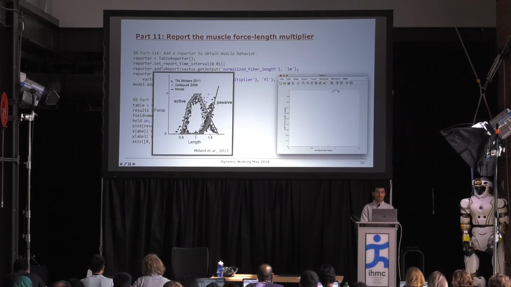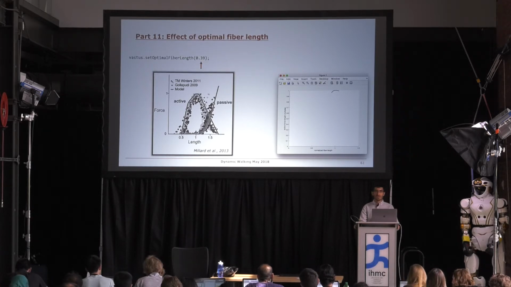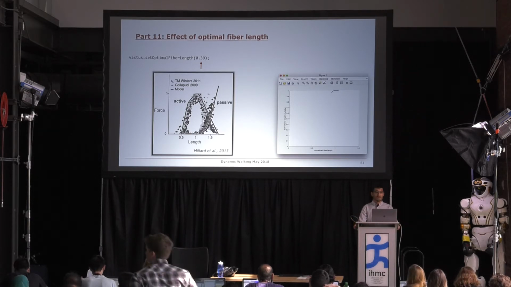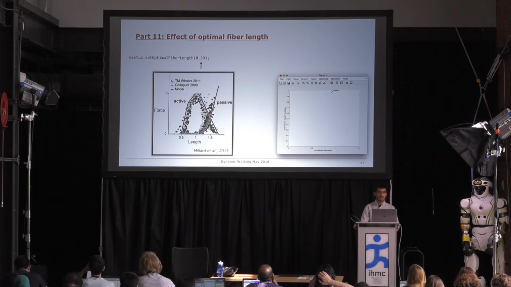reflex motion. And you can see that the muscle during this motion is operating pretty much at optimal fiber length, which means it can generate a lot of force. So we might be interested in understanding how this muscle behavior changes if we change the properties of the muscle. So we're going to make a pretty drastic change to the vastus muscle. We're going to change its optimal fiber length to 0.39 meters.